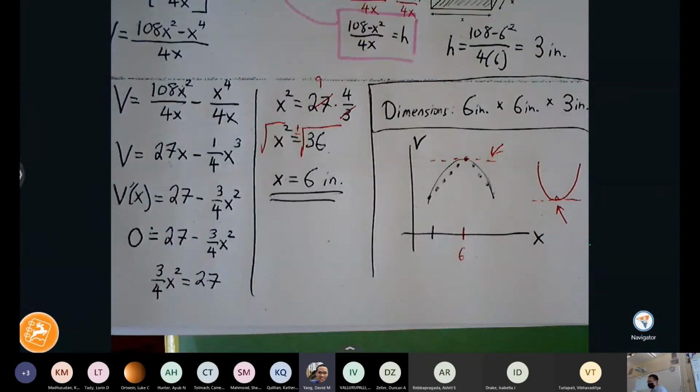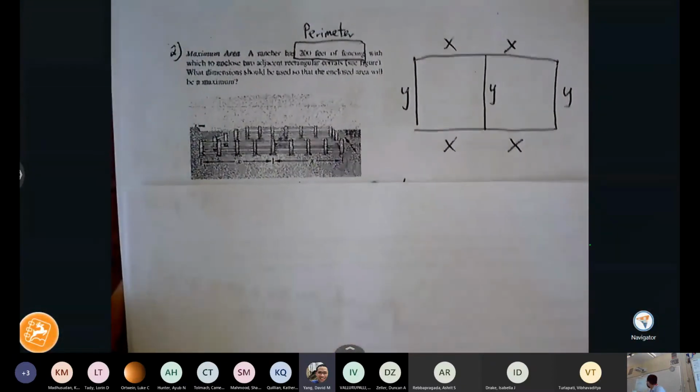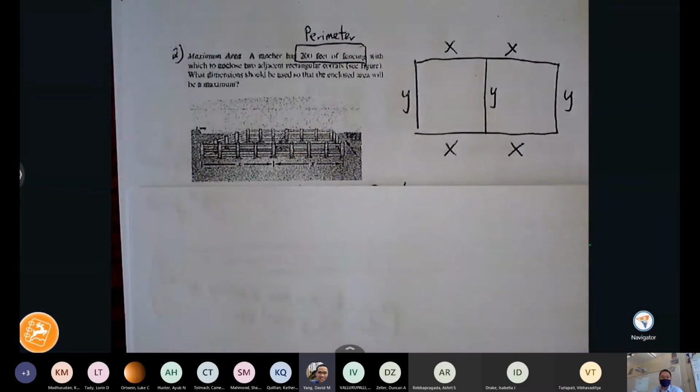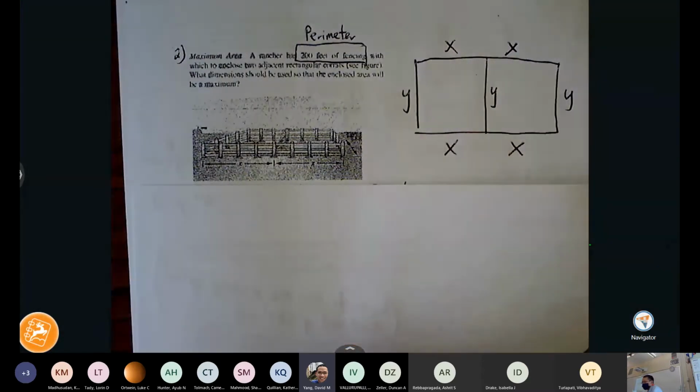Okay, all right, let's go to number 2, if there's no other questions. Now, your diagram is going to be different from mine, but it's the same problem. So let me read the problem. It says a rancher has 200 feet of fencing with which to enclose 2 adjacent rectangular regions. What dimension should be used so that the enclosed area will be a maximum?